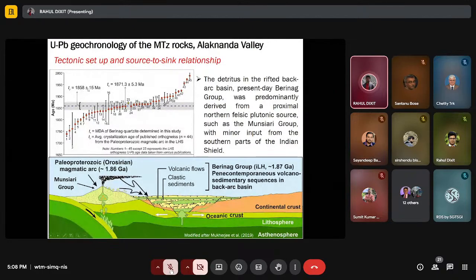So the orthogneisses and the quartzites in the footwall both share a similar kind of age, which again indicates that the possible source of these quartzite zircons must have been these immediately lying northern magmatic arcs, which are somewhat closer.